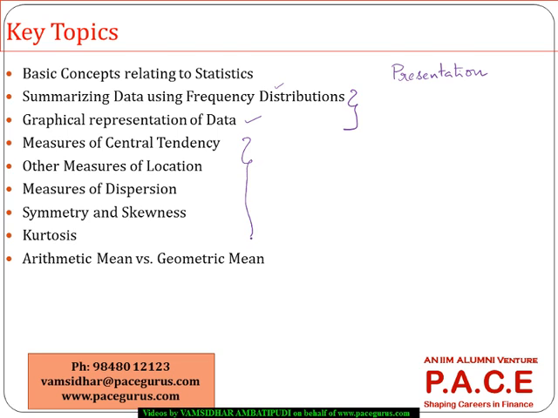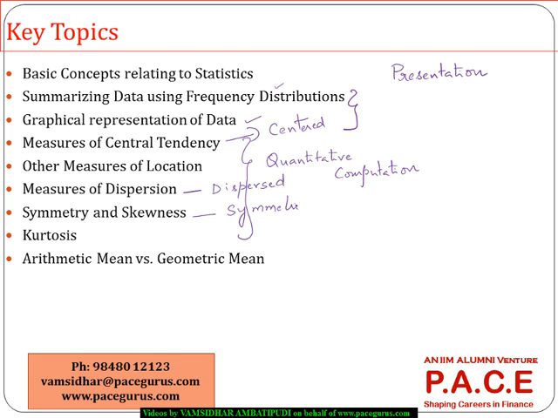Then we look at a few sections relating to the quantitative computations on the data, where I talk about, for a given data, how is it centered, which is called the measures of central tendency, and how is it dispersed, how is my data deviating from the center, which are the measures of dispersion. Is the pattern of my data more or less symmetrical, or is it lopsided or skewed towards one side? That is something we would try to understand. And finally, are the extreme outcomes likely or not? That is what we are trying to understand through the various mechanisms.